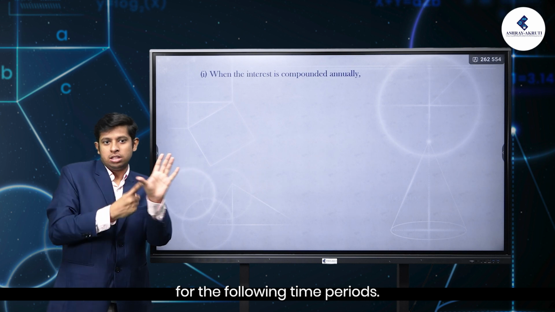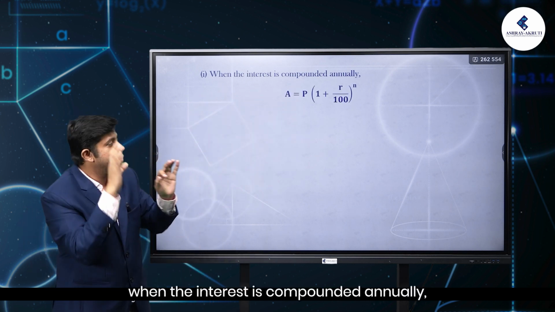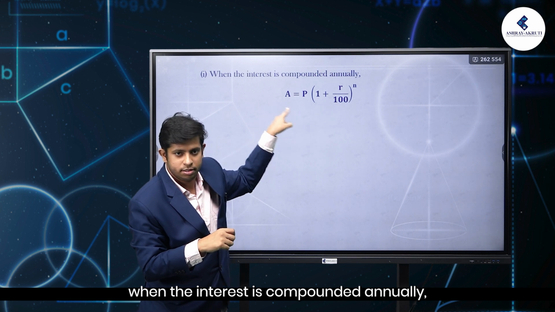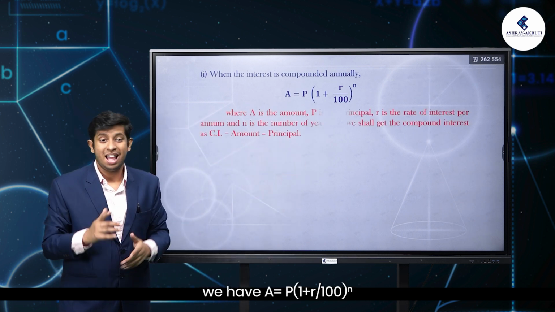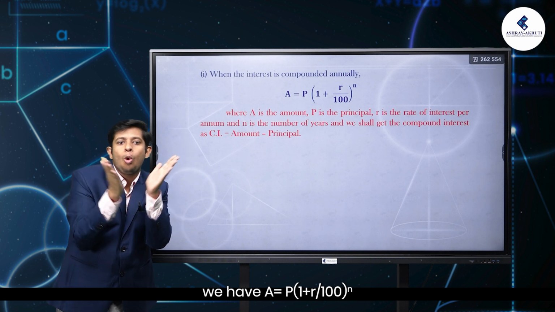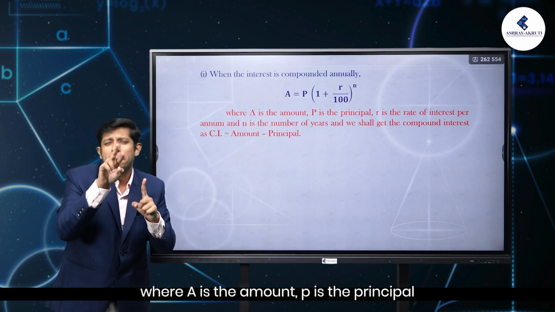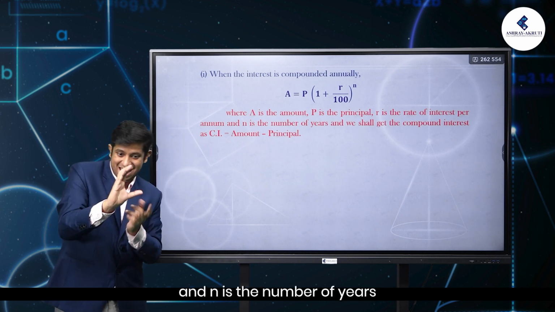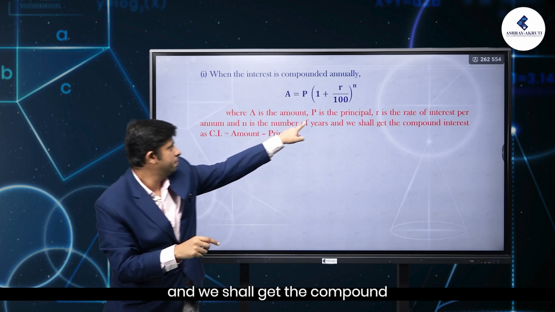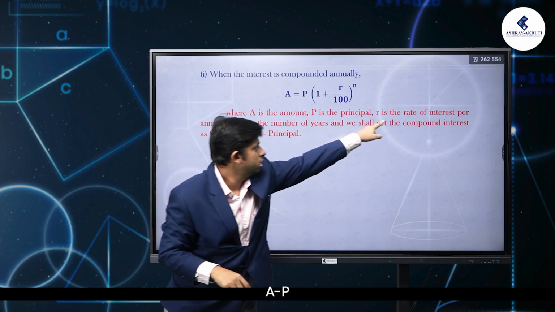First, when the interest is compounded annually, we have A is equal to P of 1 plus R by 100 whole to the power of n, where A is the amount, P is the principal, R is the rate of interest per annum, and n is the number of years, and we shall get the compound interest as CI is equal to amount minus principal.